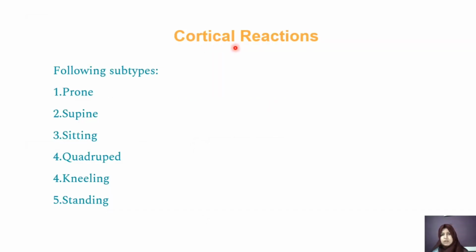The last pediatric reflex is cortical reactions, which also has some subtypes or positions such as prone, supine, sitting, quadruped, kneeling, and standing. Onset of these positions is different. It means when the baby is able to maintain his balance in these particular positions. So onset is different, but the integration is the same. It remains throughout life.